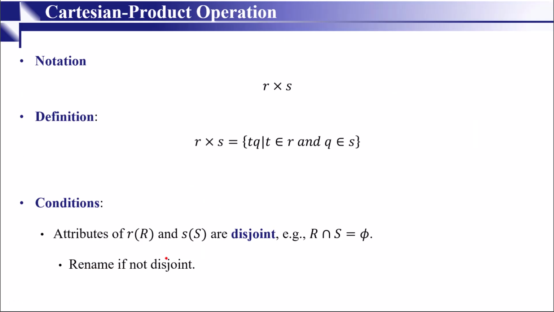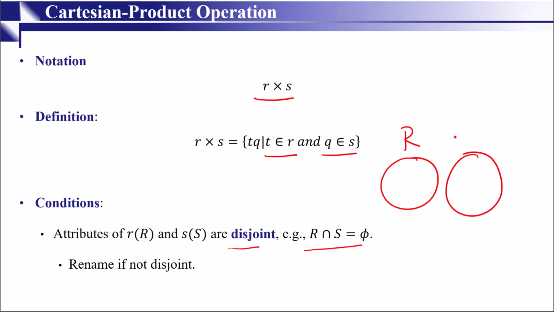Then we have Cartesian product. Cartesian product pairs every tuple from one relation with every tuple from another one. We can write this as t q, where t is in R and q is in S. We repeat all the tuples of the second relation for every tuple of the first relation. And we have some conditions here: attributes of R and S are disjoint, meaning R intersection S is empty. For example, R and S have nothing in common.